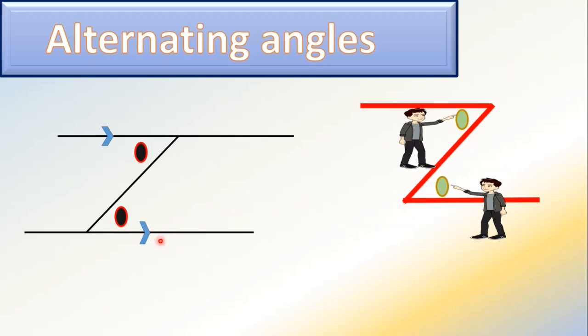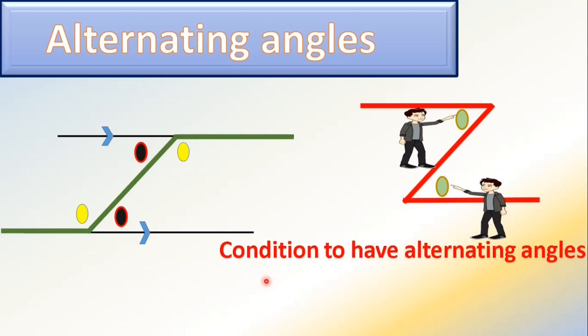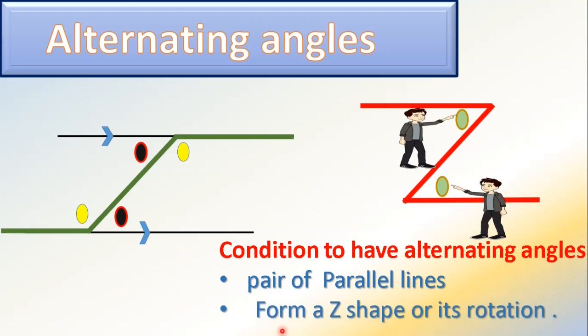Also in this figure we have another pair of alternating angles. Here is the rotation of the letter Z. So this angle and this angle are also called alternating angles. Good. So, what is the condition of having alternating angles? Number one, we need to have a pair of parallel lines. And number two, we need to find the Z shape or its different rotations.